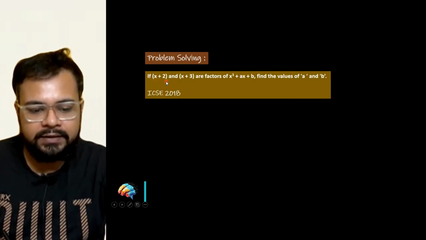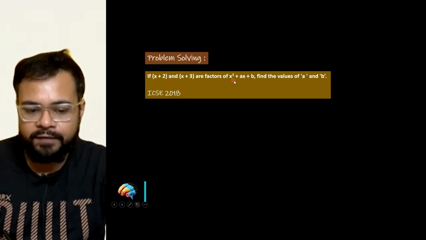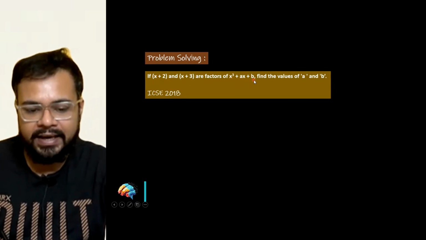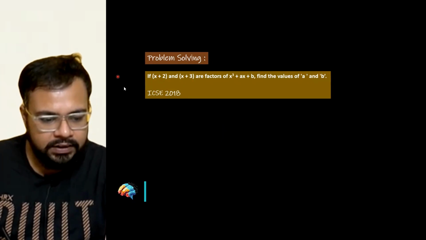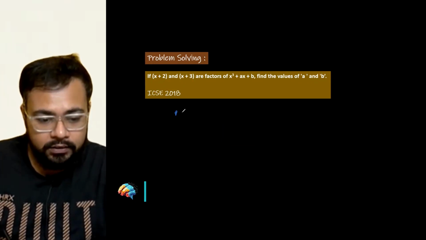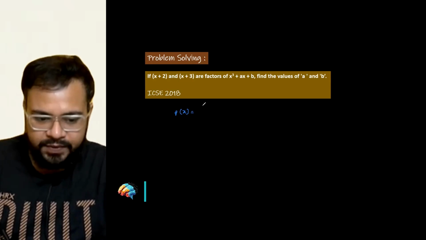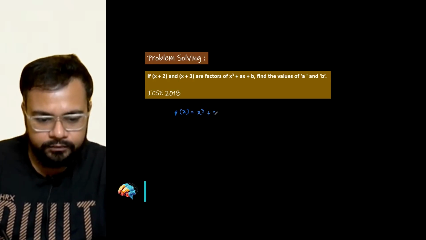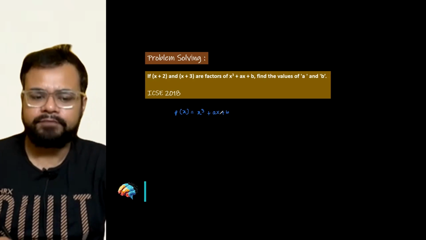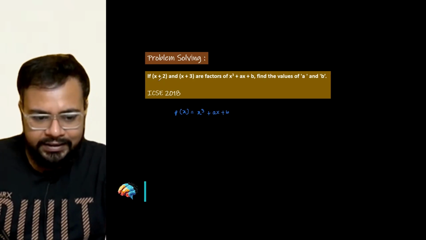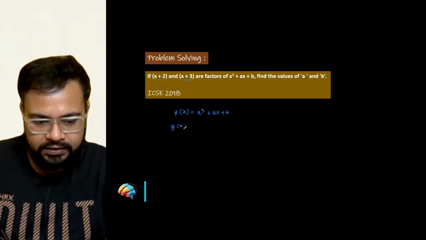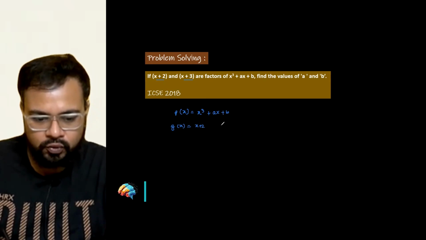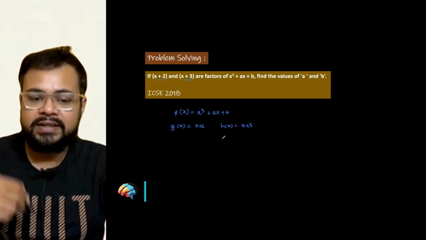Okay, so the first question that we see is a question from ICSE 2018. It says that if x plus 2 and x plus 3 are two factors of this polynomial x cube plus ax plus b, then find the values of a and b. So it's very easy. We consider the given polynomial as P(x). This is x cube plus ax plus b. Fine. So this is a factor. This is also a factor. So let us consider those factors as g(x), that is x plus 2, and h(x) equal to x plus 3.